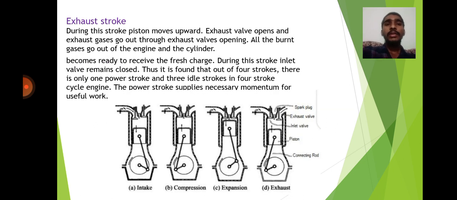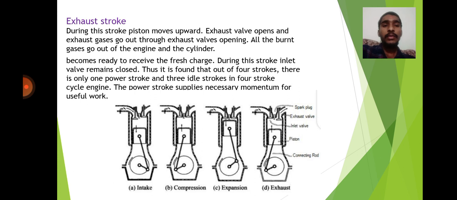Exhaust stroke. During this exhaust stroke, the piston moves upward, the exhaust valve opens, and the exhaust gas goes out. Through the open exhaust valve, all the burnt gases go out of the engine, and the cylinder becomes ready to receive the fresh charge. During the stroke, the inlet valve remains closed. Thus, it is found that out of four strokes, there is only one power stroke and three idle strokes in a four-stroke cycle engine. The power stroke supplies the necessary momentum for useful work.